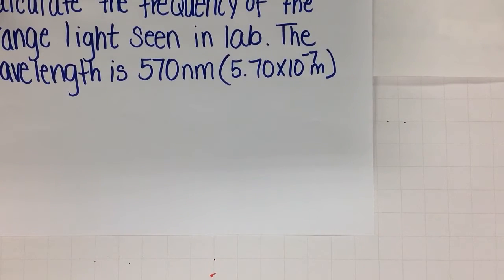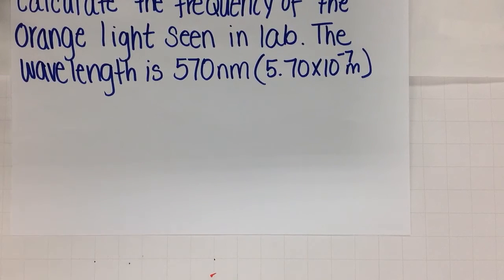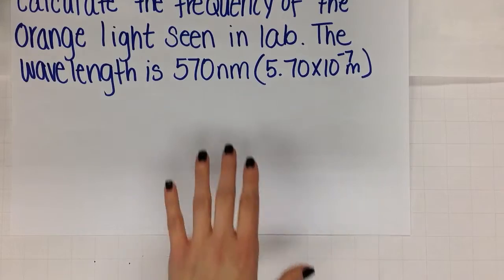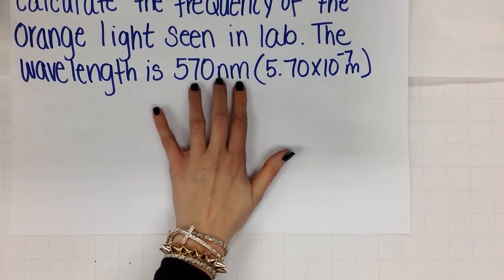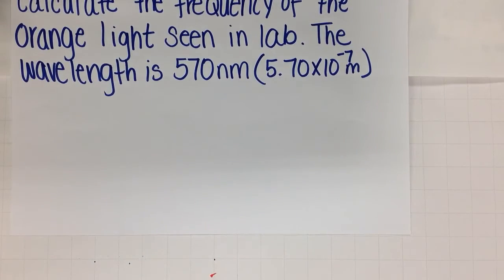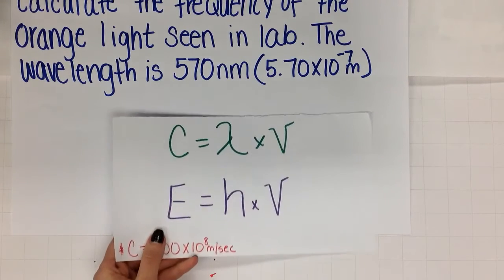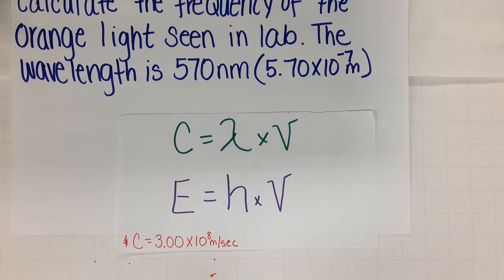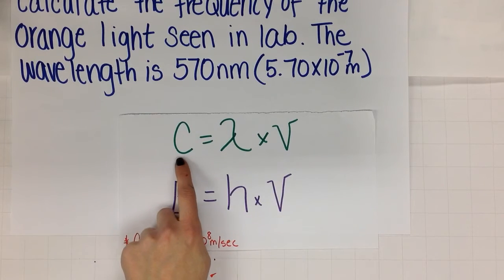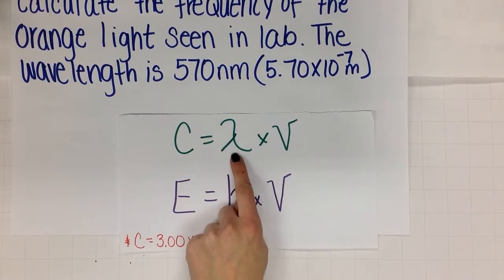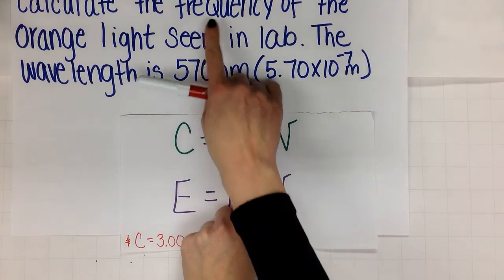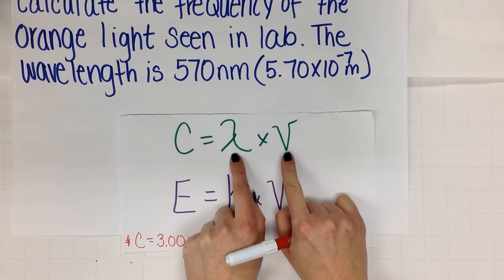This problem says, calculate the frequency of the orange light seen in lab. So we saw some orange flames, and the wavelength is 570 nanometers. And if you notice in this problem, they gave us our wavelength in nanometers and in meters. So let's see our equations and what we're going to do. So we're given wavelength, only wavelength. So I look at my equations, and I say this one has wavelength in it, and they want us to calculate the frequency. So they want us to calculate for this.